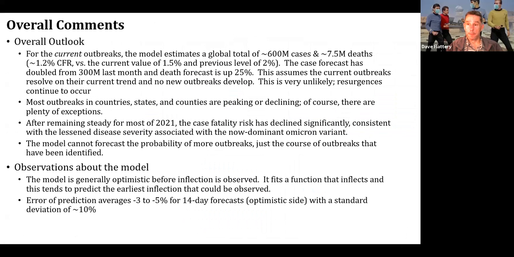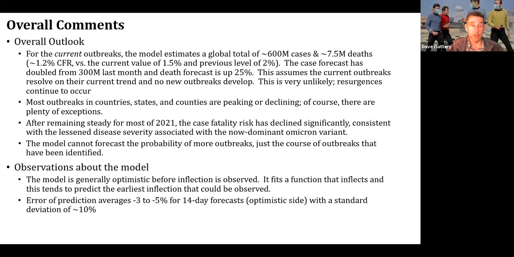So that's the data part of it. So, kind of concluding comments. For the current outbreaks, the model estimates about 600 million cases and 7.5 million deaths globally, which works out to about a 1.2% case fatality risk. The current value is 1.5, and really throughout almost all of 2021, it was 2. So this is more evidence of this lowered case fatality risk associated with Omicron.